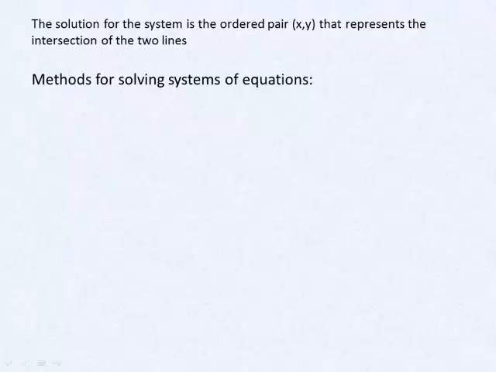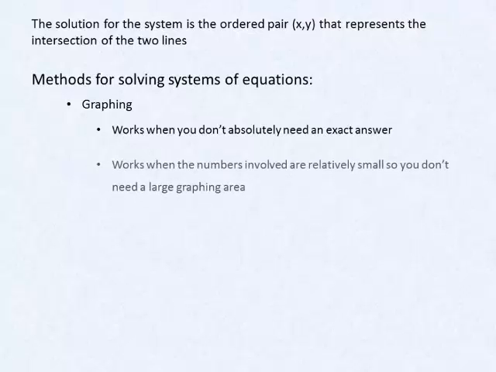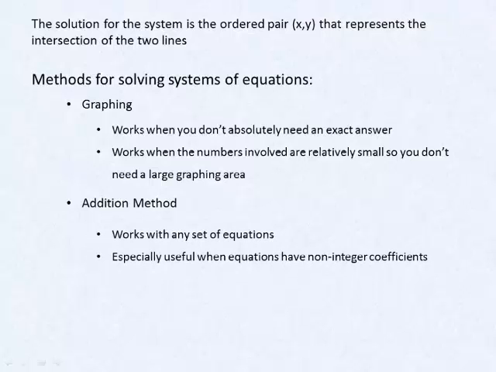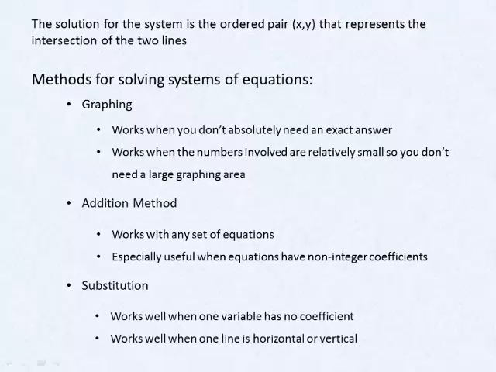There are three methods for solving systems of equations. Graphing works when you don't absolutely need an exact answer, because you don't always get one. It works when the numbers involved are relatively small, so you don't need a large graphing area. We have the addition method, which works with any set of equations and is especially useful when the equations have non-integer coefficients. And we have substitution, which works well when one variable has no coefficient and when one line is horizontal or vertical.